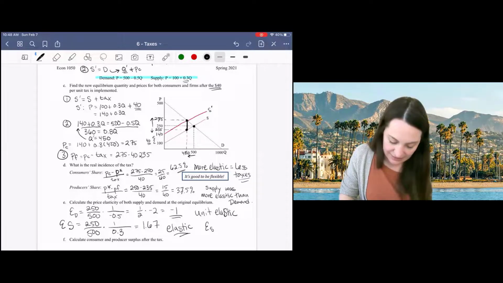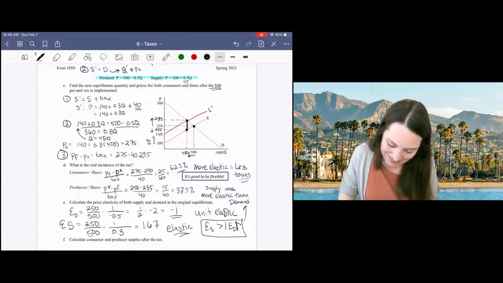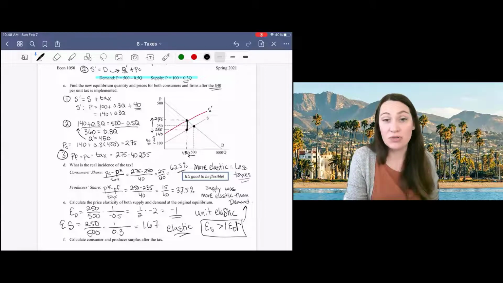And because the elasticity of supply is greater in magnitude than the elasticity of demand, I have confirmed, indeed, that this is true: supply was more elastic than demand, which is why the producers paid a smaller share of the tax in this example.